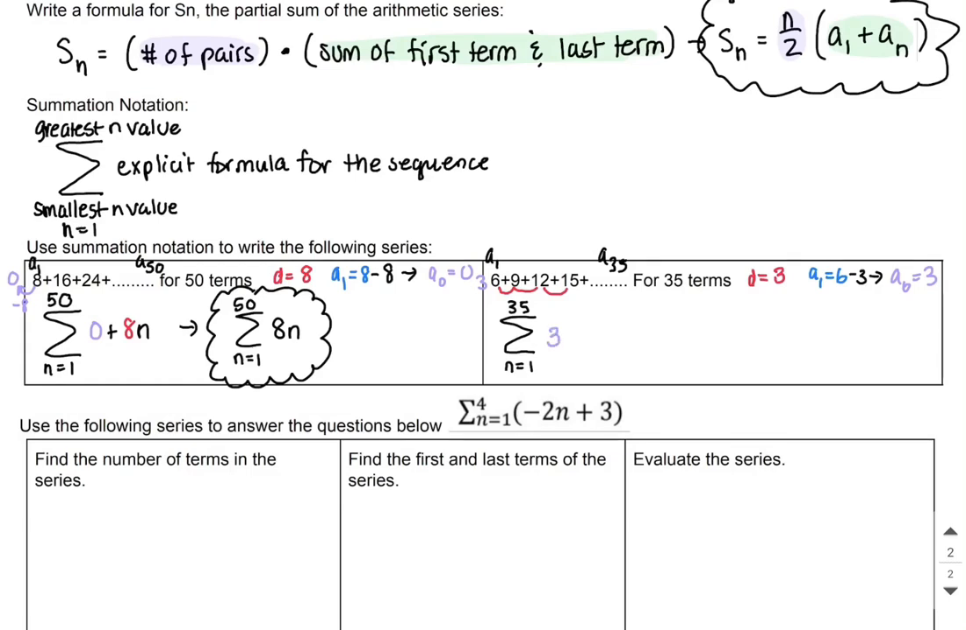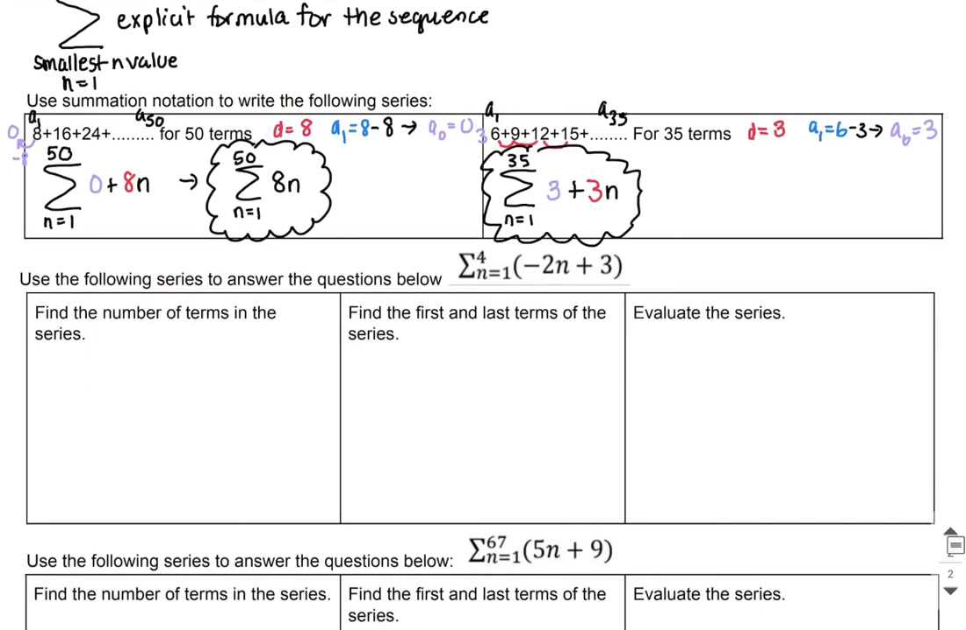I'm going to put that here. I'm going to add the common difference, which is 3, times n. That's my explicit formula. This says I want you to add the first term through the 35th term. Here's the explicit formula so you can find what each term is. All right, so let's do an example.